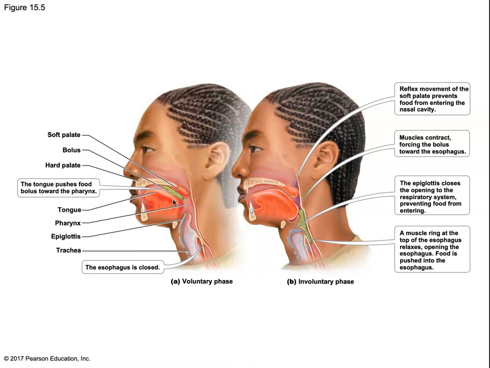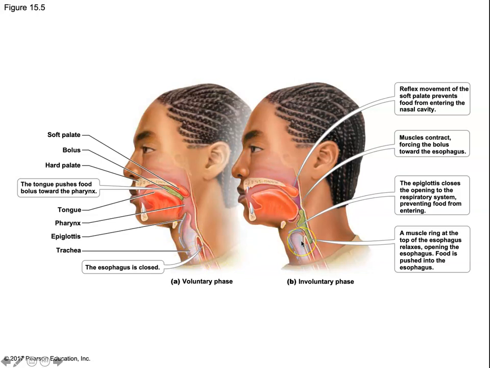Once we get back into the pharynx, then an involuntary reflex is going to take over. The soft palate is going to prevent food from entering the nasal cavities. The larynx moves up, causing the epiglottis to cover the glottis, which is going to, here's the epiglottis, it's going to cover the glottis, and we're going to force food down into the esophagus and not into our trachea. So here we go.